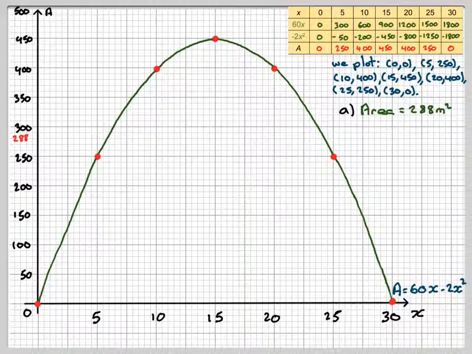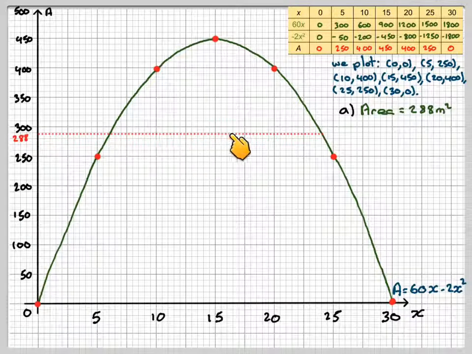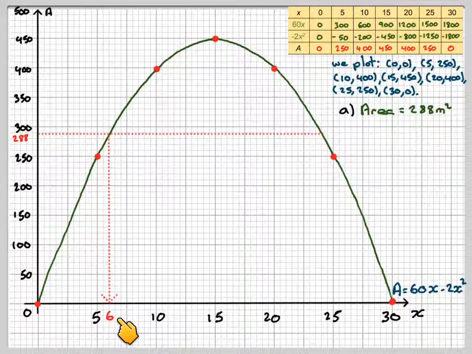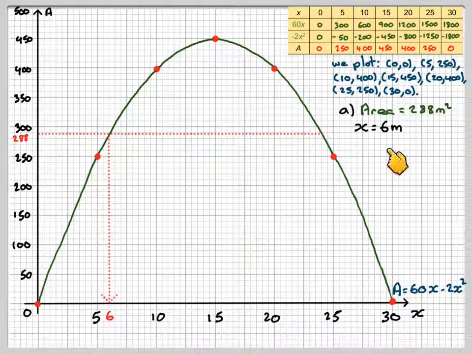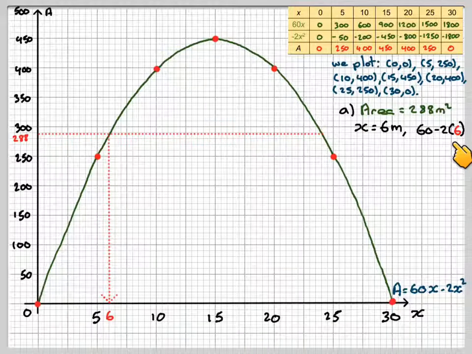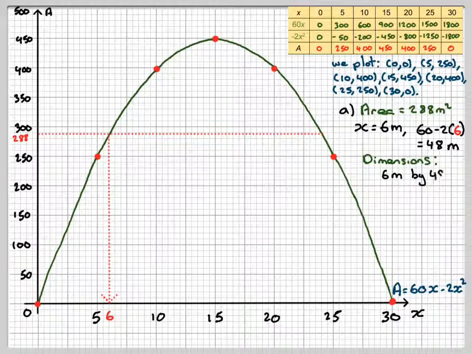You use a ruler for this, and you use a dotted line, and you must show on your graph how you've got your answer. So drawing in a dotted line across with a ruler, just slightly lower, we're going to take the nearest value here, which is going to be read down. Again, showing on your graph, we've got 6. So when x is 6, that's the width, the length is going to be 60 minus 2 times 6. Remember, the length was 60 minus 2x. So that's going to give a length of 48 meters. So one dimension is going to be 6 meters by 48 meters.